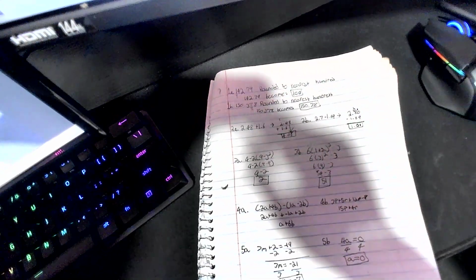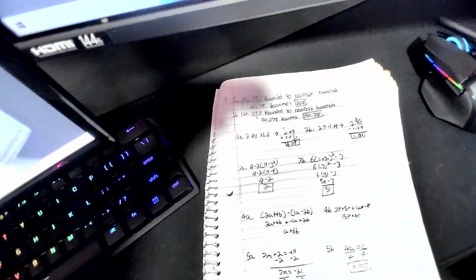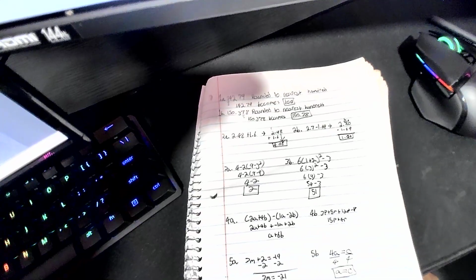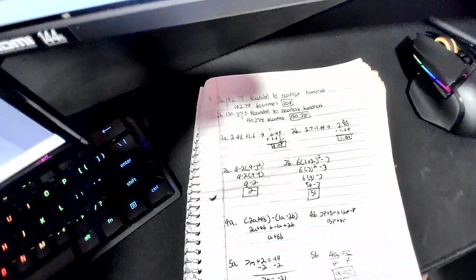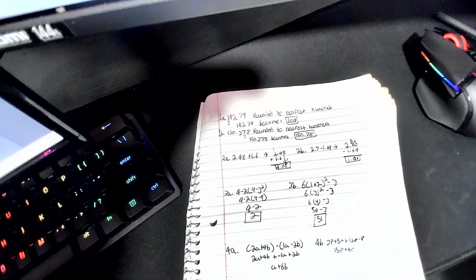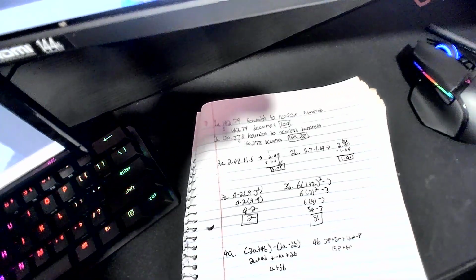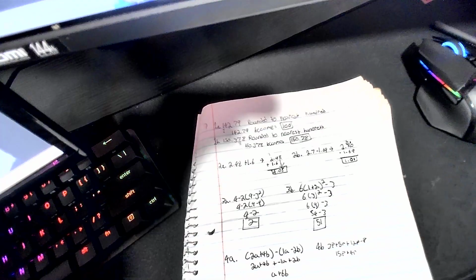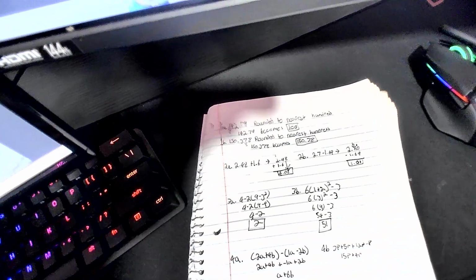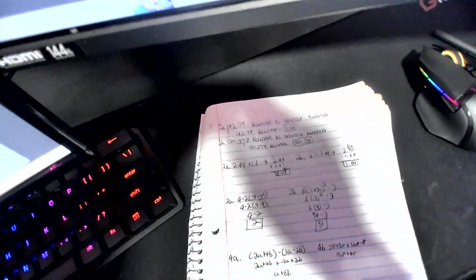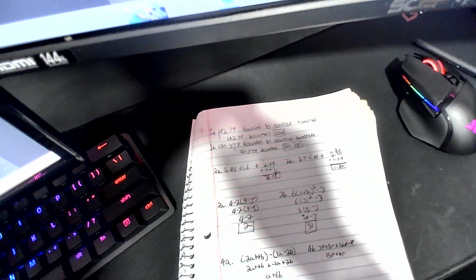Okay, so I'm going to try and be quick because to record this I have to hold my webcam so that I can show you. We were supposed to pick two problems from each column.